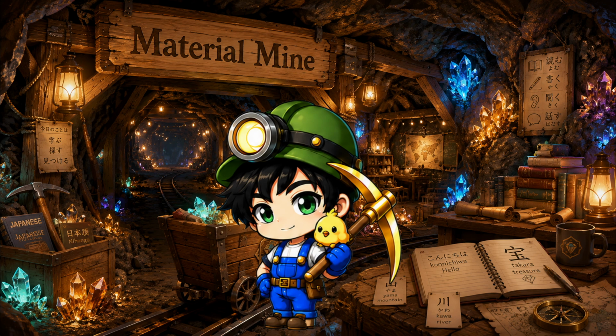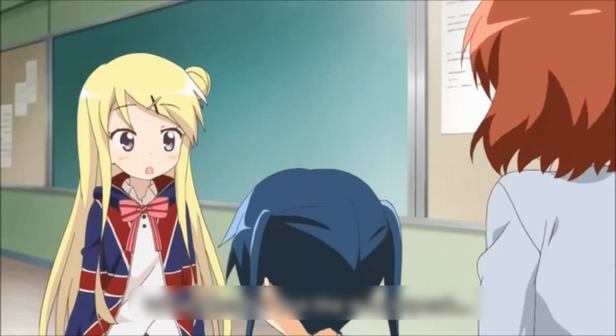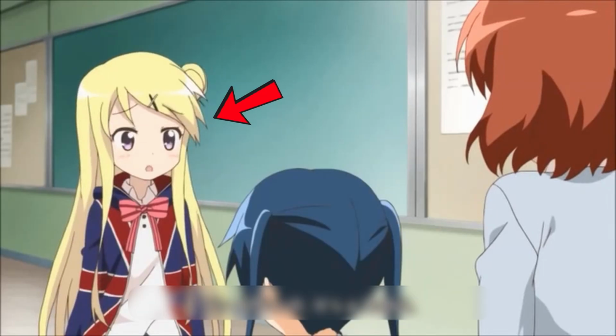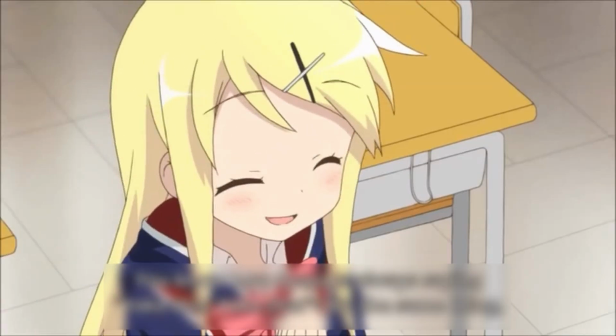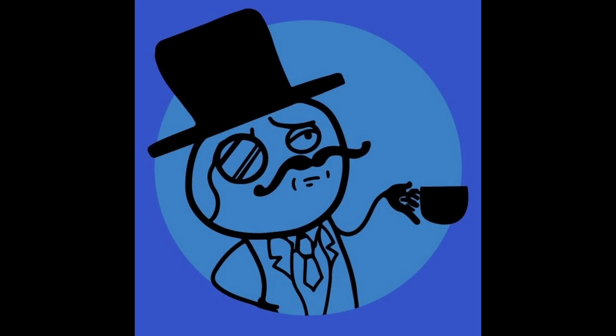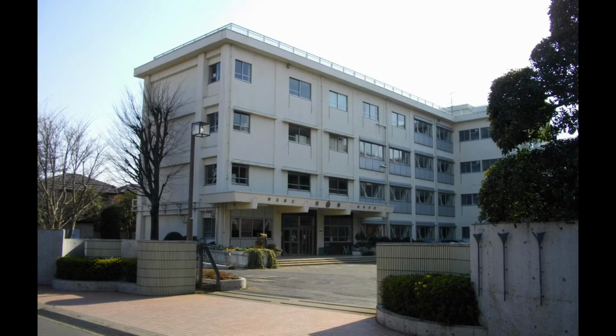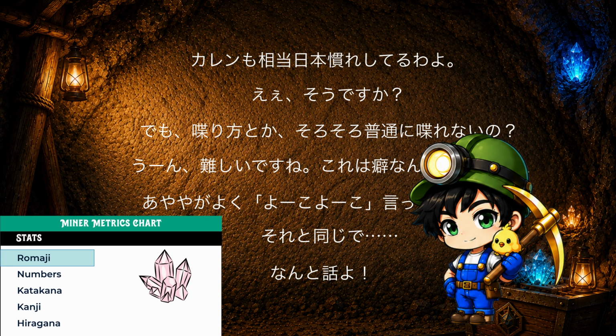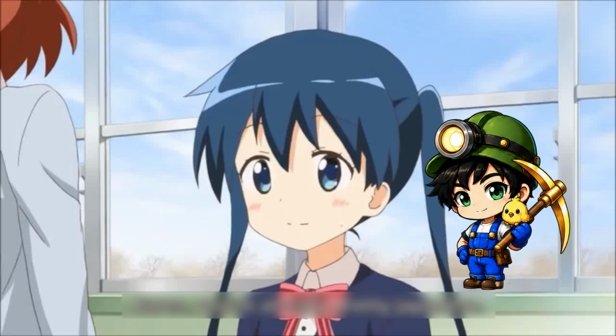Today, we've got a nice slice of life anime to dig into. It's a short clip from the anime Kiniro Mosaic. You may have seen this character before, but if not, her name is Karen, and she's an exchange student from England, currently going to a Japanese high school. Today, we'll be looking at this conversation through an N5 lens and our minor metrics chart. Let's get into it. Let's go through this step by step.